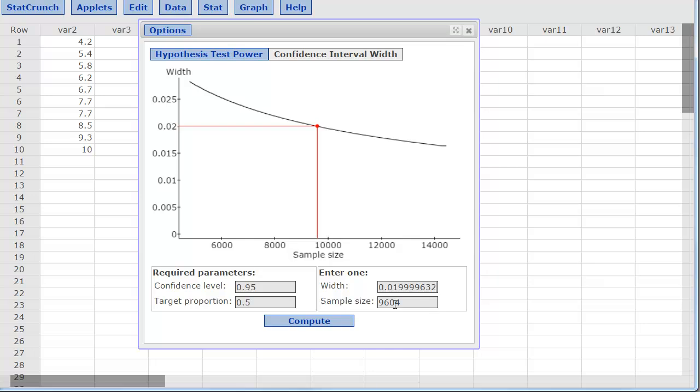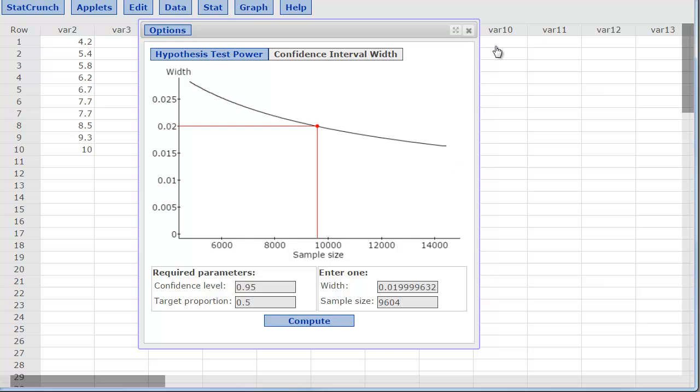And so it looks like you need 9604, but actually according to this, 9604 gives you a width of a little less than 2, right? Because to make it exactly 2 would have been like 9603 point 9 or something, which is impossible. So it rounded it up, which made your width a little bit smaller than 2%, which means your E is a little bit less than 1%. But in order to keep your E at a maximum of 1%, you need to sample 9,604 people. That's how it works.